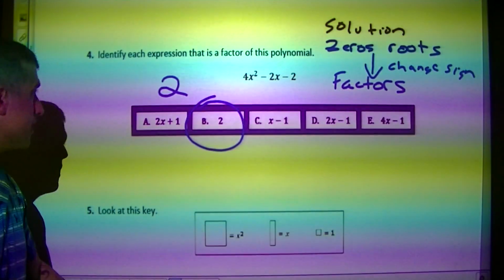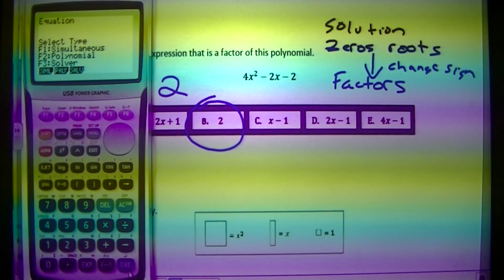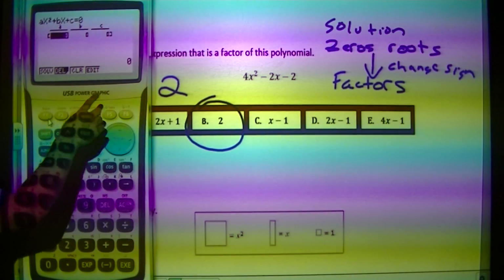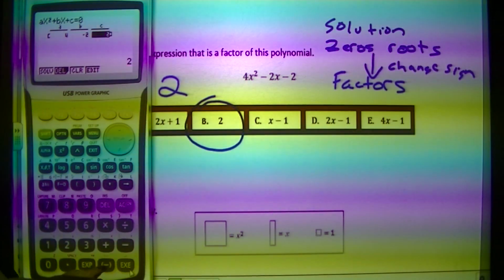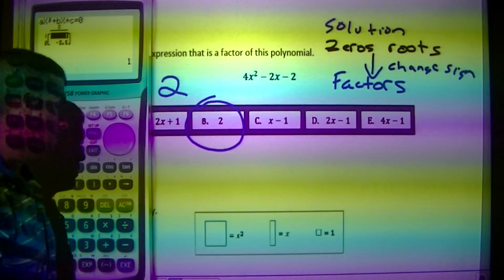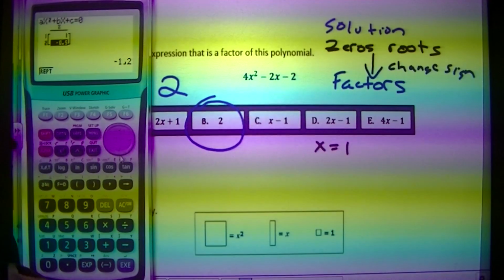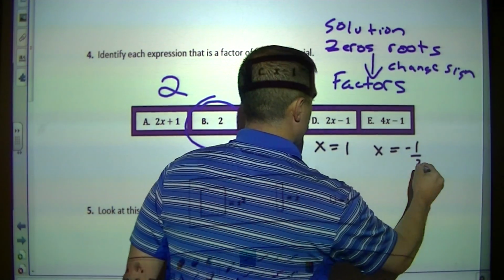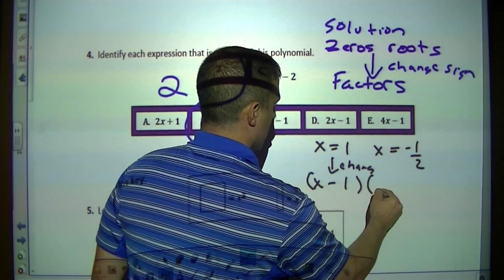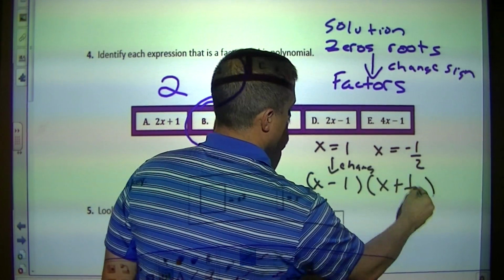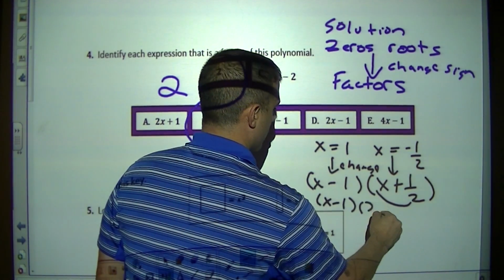Okay, so to do that I go into menu, equation, polynomial, 2 degrees. I type in 4, -2, and actually that's going to be -2 as well. And I hit solve. Now, I get a solution of x equals 1. I want to see the other one. That's x equals -1/2. Okay, so to move to a factor, that's going to be x minus 1. So I change, that's going to be x plus 1/2 because I changed the sign. All right, now I want to move that up. So I got (x minus 1)(2x plus 1).